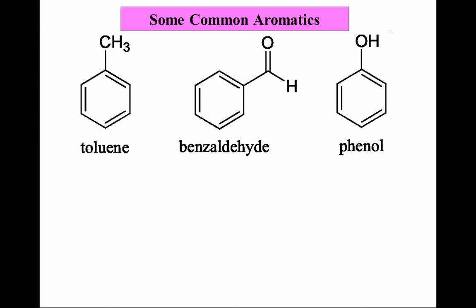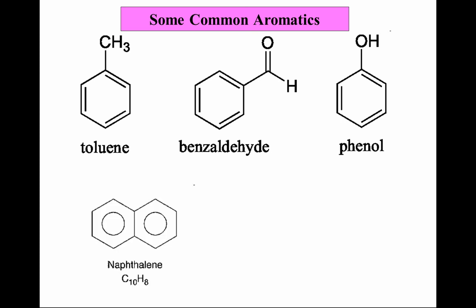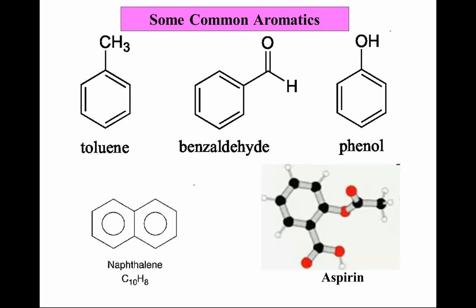Benzaldehyde has an aldehyde group attached to the benzene ring. Phenol, that means that it's really an alcohol, but it's an alcohol that contains a benzene ring. You could see that because the OH, or the hydroxyl group, is attached to the ring. Here's naphthalene. Naphthalene is two benzene rings together. And then here is a more common substance that you're, I'm sure, familiar with, aspirin. It too contains a benzene ring, as you can see here, and of course other side chains.